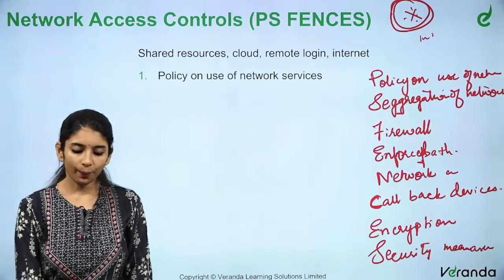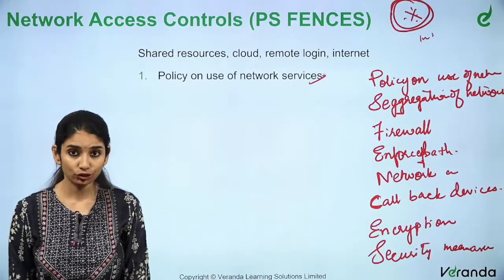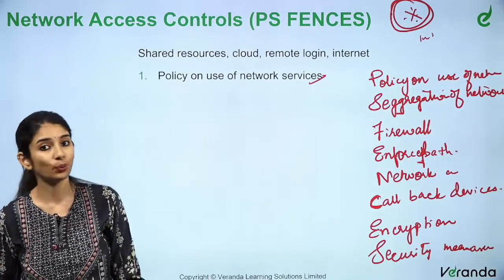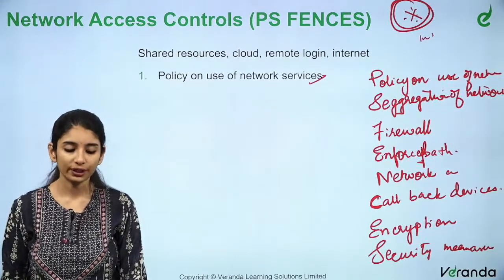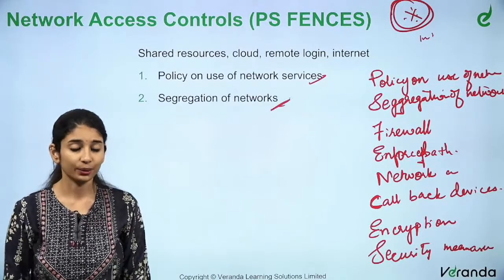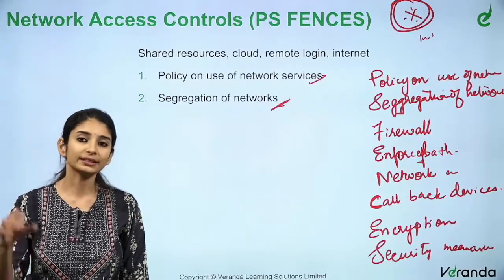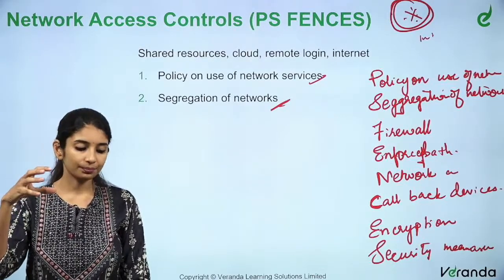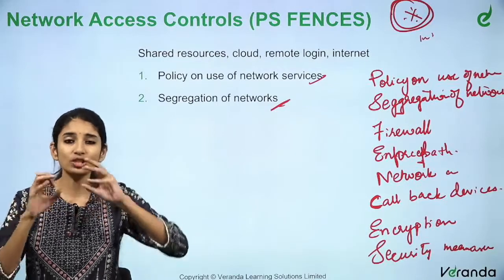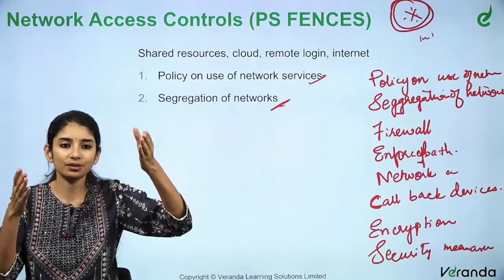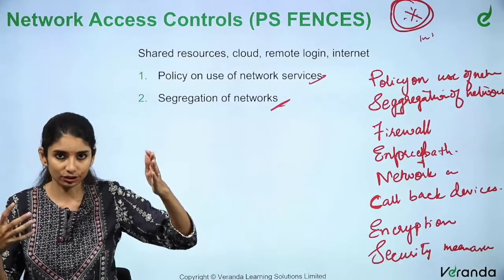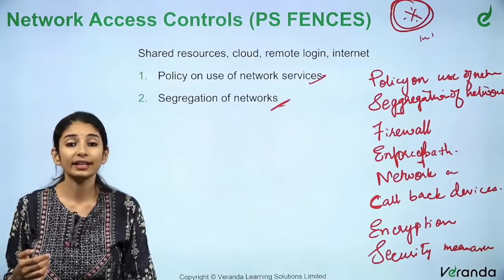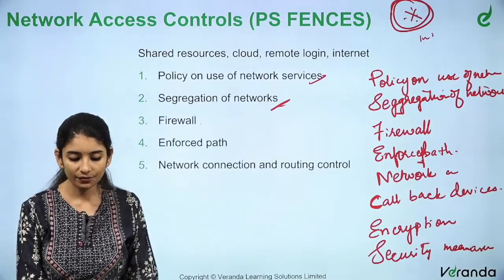So, the policy on use of network services needs to be strong. You need to place responsibilities, and you need to place the hierarchy in case of a security breach, what is going to happen. Segregation of networks means that, for example, the data going between the branch and head office needs to be on a different network, not on the same internet that is used for all other transactions. The information flowing from branch to head office needs to be on a separate network. Third is firewall.